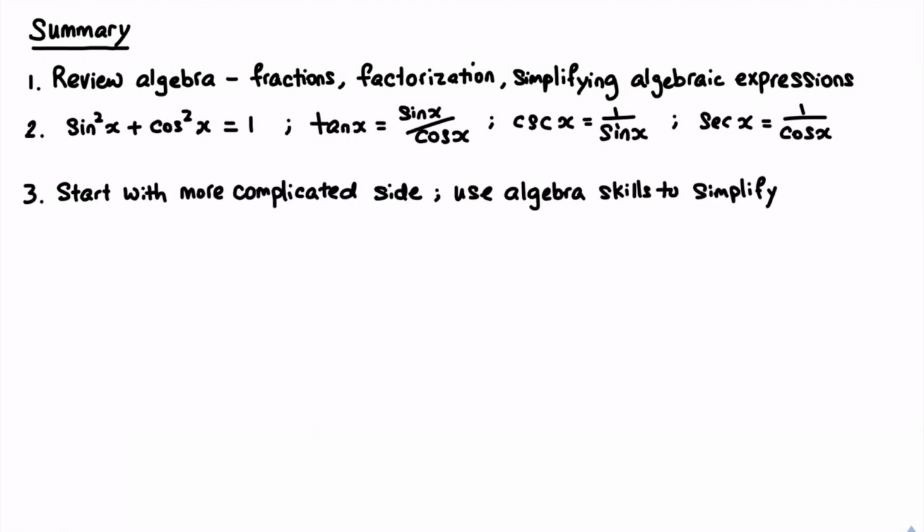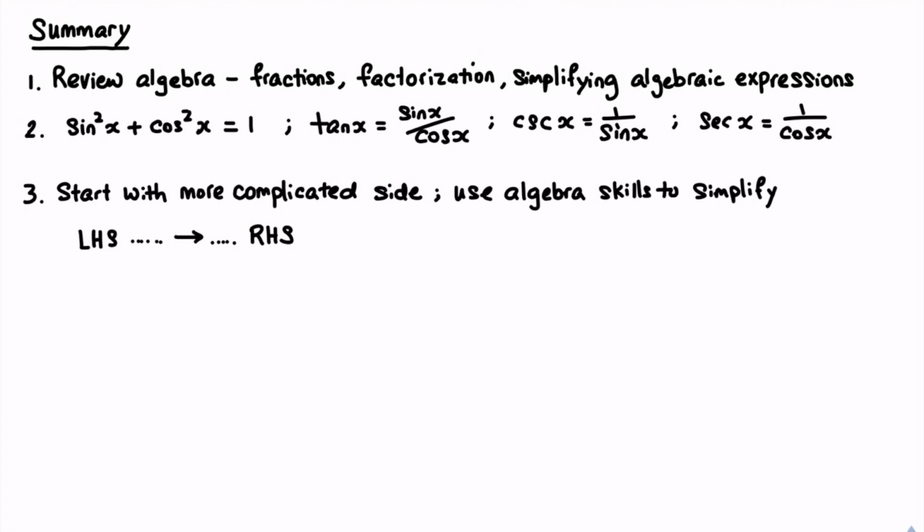And then a strategy that is always useful is to start with the more complicated side and then use algebra skills to simplify to get to the simpler side. A picture that can show this is, let's say the left-hand side is the more complicated side. You start with the left-hand side and you follow a bunch of steps, and the aim is to make it look more and more like the right-hand side by simplifying.